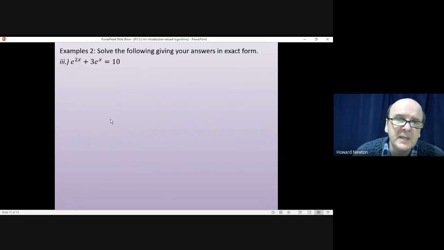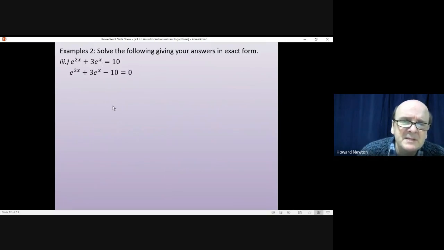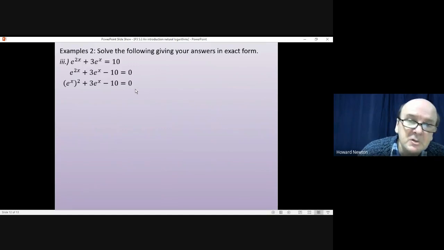Now, this last question is a bit more tricky. We've got e to the power of 2x here, plus 3e to the power of x, is equal to 10. First thing I do is just move the 10 to the other side. And this does have the form of a quadratic equation, but it's not immediately obvious that it does. So what you've got is (e to the x) squared plus 3 times e to the x minus 10 equals 0. You could use a substitution at this point if you wanted to. So some people would read that as y squared plus 3y minus 10 equals 0, then solve the equation for y, then substitute back in for e to the x. Or you can avoid doing that as long as you're comfortable with the algebra.